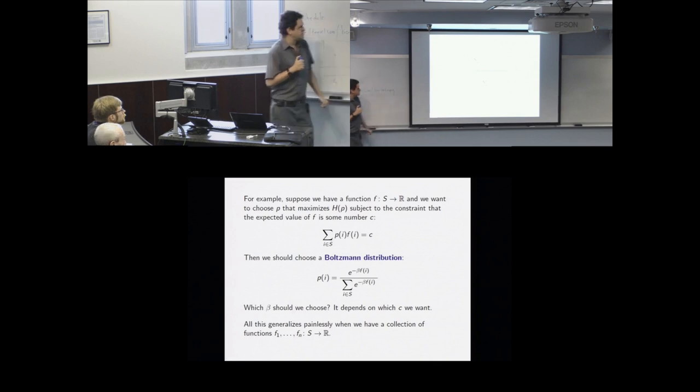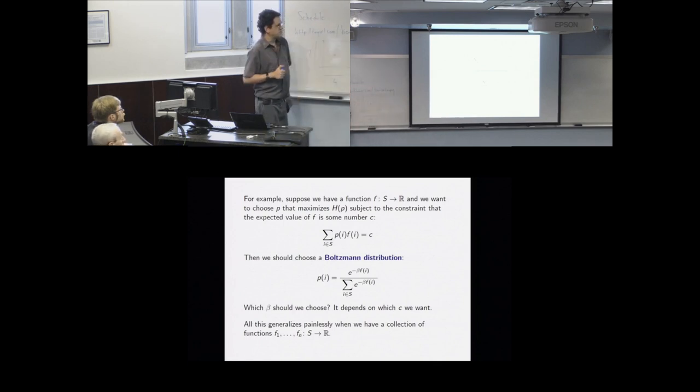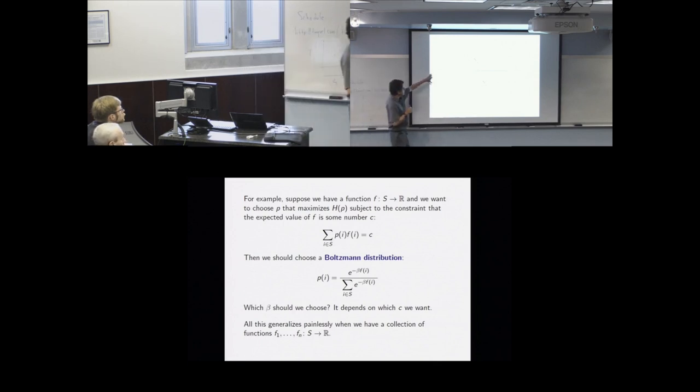Then it was realized by Gibbs, maybe to an extent by Boltzmann, that you should pick this function. This is the answer to the problem. You pick the probability of the ith alternative here to be e to the minus beta times that function, and then divide out by a normalizing factor such to make these probabilities sum to 1.